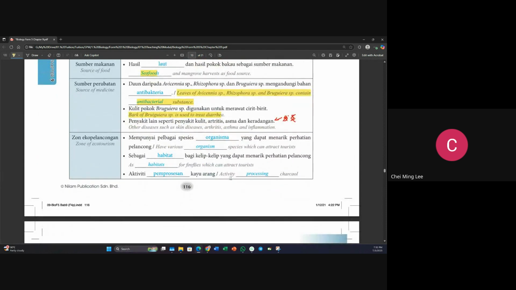And of course, ecotourism. Because they have various kinds of organism species which can attract tourism, and it is also a habitat of fireflies. Also there's an activity of processing charcoal. I forget the name, I went once before. If you go to Kuala Sepetang, I think there's one there, the mangrove zone together with the charcoal factory.